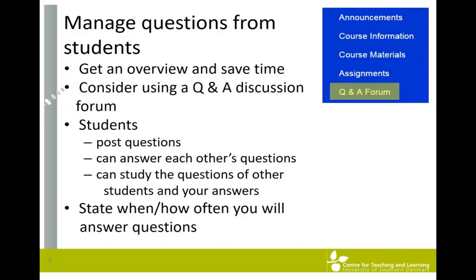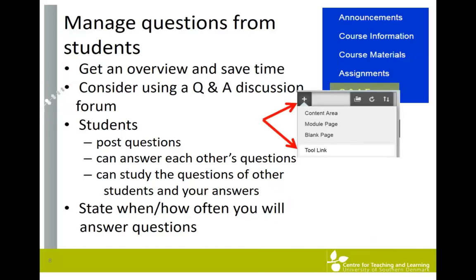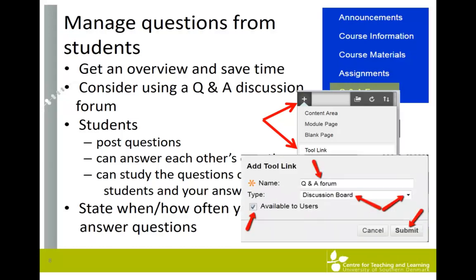You can create a new menu item for the Q&A forum to make it visible to students. Simply click the plus at the top of the course menu and choose Tool Link. Type in Q&A forum in the name box and select discussion board in the type box. Tick mark available to students and click submit. Now your Q&A forum is ready.